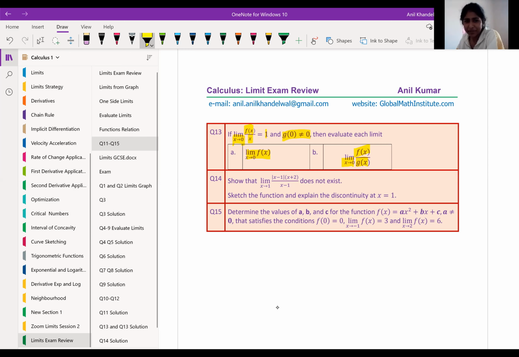I'm still a little confused about 13A. Okay, so let me explain 13A once again.